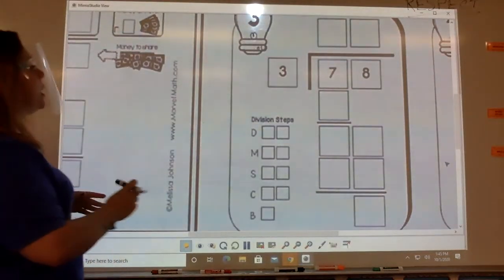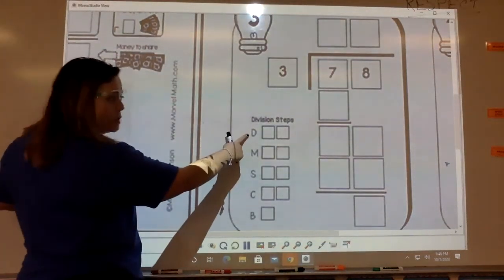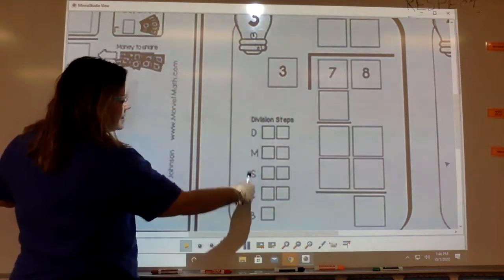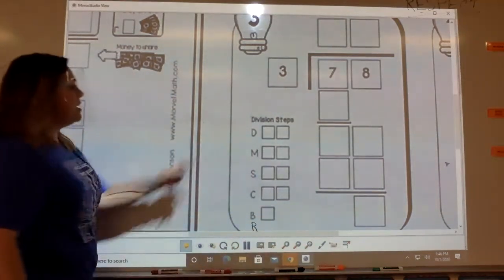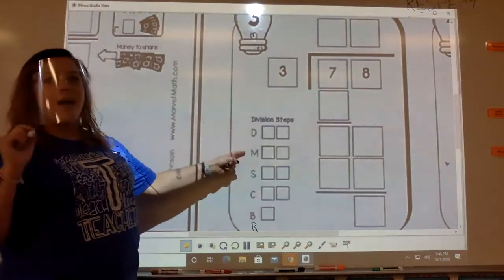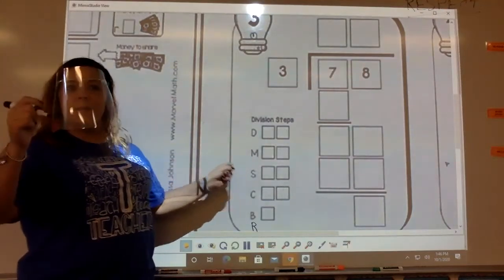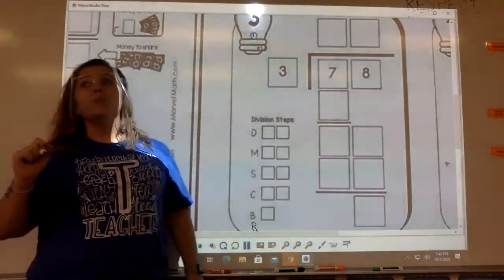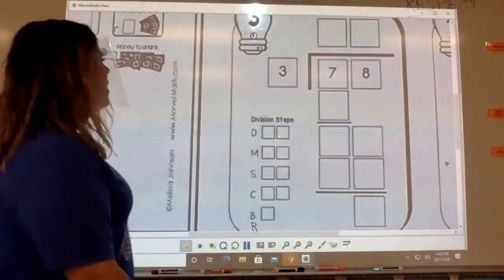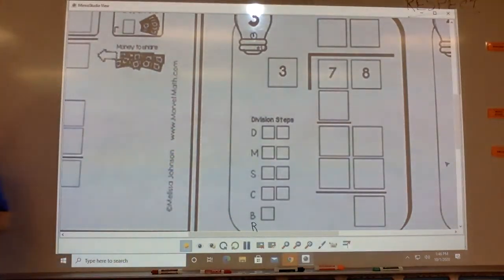Divide. So remember, we want to put our little reminder steps here if you don't already have them written. D, N, S, C, B. Let's add what at the bottom? R. Very good. Does McDonald's sell cheeseburgers? There. Very good. All right. What is the next step that we want to do?